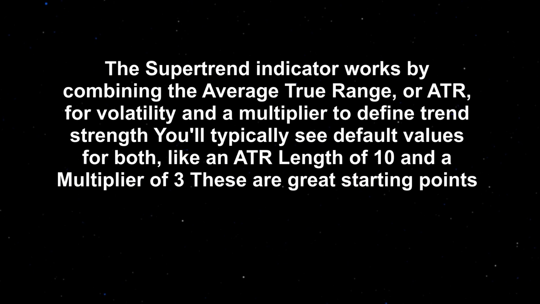The Supertrend Indicator works by combining the average true range, or ATR, for volatility and a multiplier to define trend strength. You'll typically see default values for both, like an ATR length of 10 and a multiplier of 3. These are great starting points.